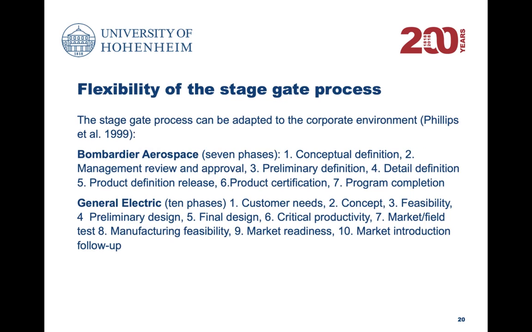And as I said, the stage gate process is very simple, it is very structured, and it can be used in different structures. So Bombardier, in the Philips paper, has 7 phases. General Electric, in the paper, has 10 phases. So I think Kodak has 4 or 5 phases, the good old Kodak.